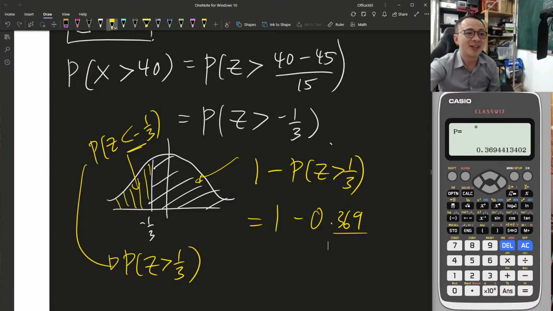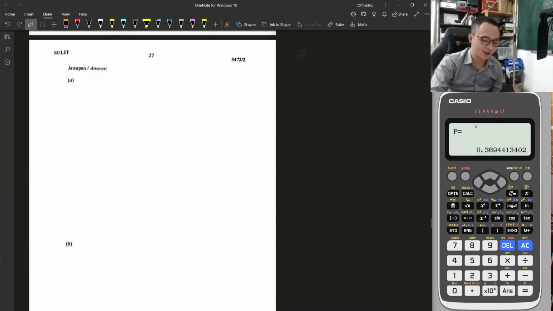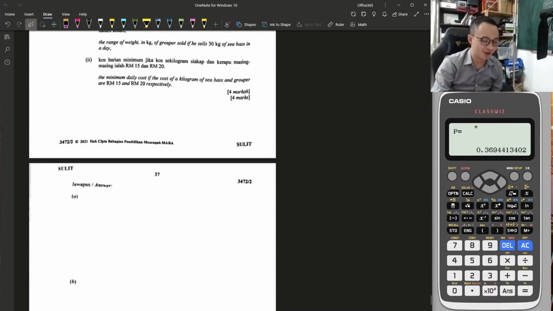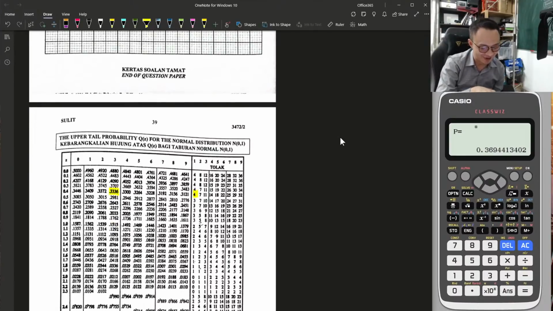369. So in order to get the 369, this is 0.33, right? Or 0.333. Okay, let me check again. Let's do it again. Sorry, just now I taught you the wrong thing. A lot of students will say, sir, it's wrong. Yeah, I know it's wrong. It doesn't even let me erase it. It doesn't matter.